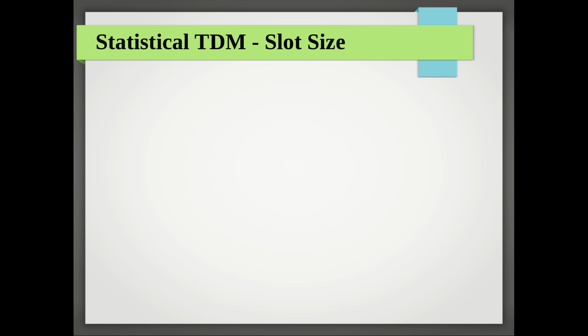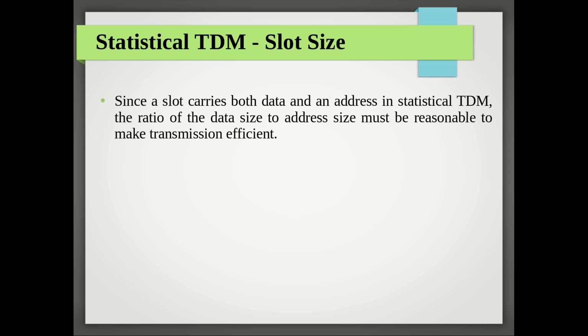Now statistical TDM has some features, like the slot size. Since a slot carries both data and an address in statistical TDM, the ratio of the data size to address size must be reasonable to make the transmission efficient. This is a very important concept, because within a frame, along with each slot, we are maintaining the address also. Imagine a situation where you want to send only a little data but your address is larger. In that case it is not good. So whenever you take a particular frame, you have to see what percentage of the frame is data and what percentage is address.